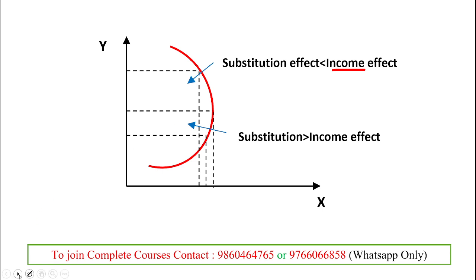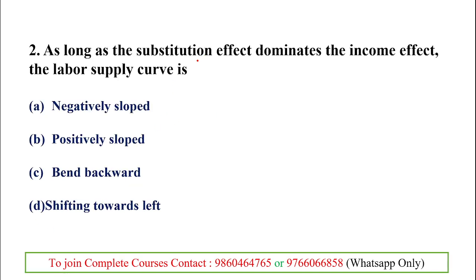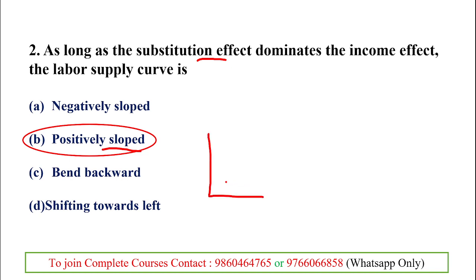Okay, and the next question is related to the substitution effect. As long as the substitution effect dominates, or the substitution effect is stronger than the income effect, the labor supply curve will be the opposite of the income effect, that is positively sloped, like a supply curve. So with more and more rise in the substitution effect, the producers will demand more and more workers because of the increase in profit.